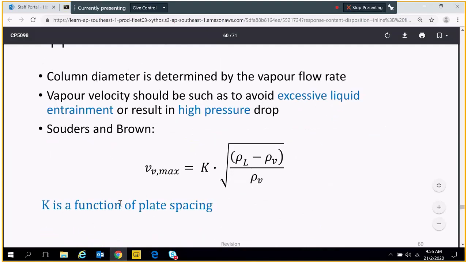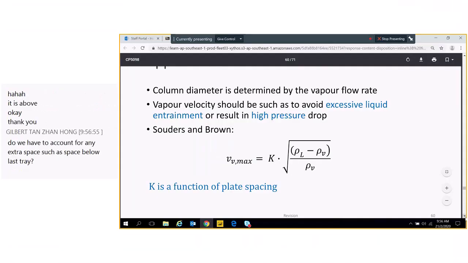This formula is very important. The K is a function of plate spacing, VV max. Very similar to the flash drum. The concept is taken from the flash drum.